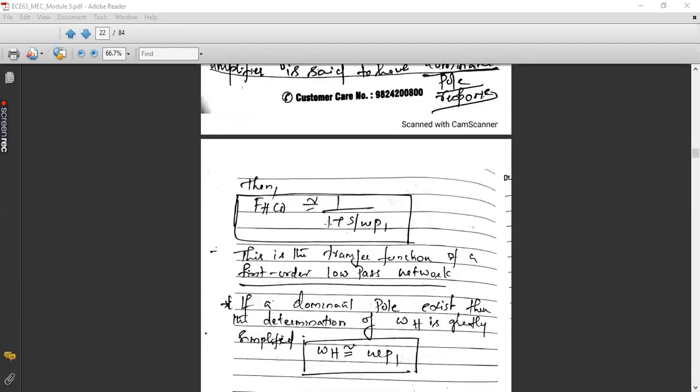So if there is a dominant pole existing in our high frequency gain function, then I will write the high frequency gain function fh of s as approximately 1 divided by 1 plus s divided by omega p1. In that case, omega p1 can be considered as the high frequency cutoff frequency omega h.